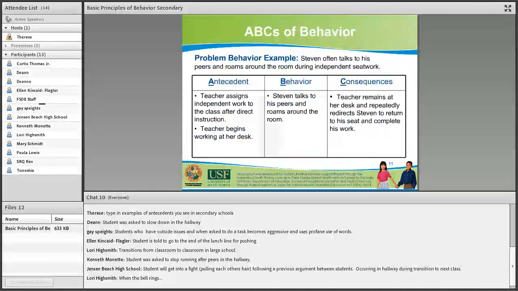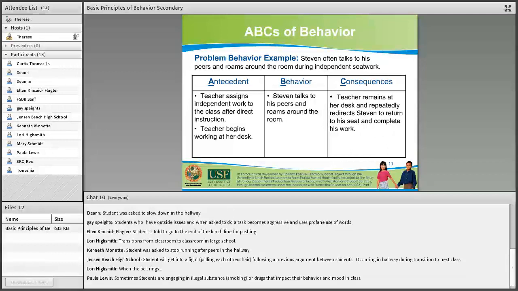So I'm just going to jump ahead just a little bit so it's nice and concrete here. So the ABCs of behavior, when you put them all together, this is what you get. So from our problem behavior example for disruption, Stephen also often talks to his peers and roams around the room during independent seat work. So the antecedent in that example is that the teacher assigns independent work to the class after providing direct instruction, and then the teacher begins working at her desk. The behavior that we're seeing, Stephen talking to his peers while he's roaming around the room. What happens immediately after that? The teacher remains at her desk and repeatedly redirects Stephen to return to his seat and complete his work.